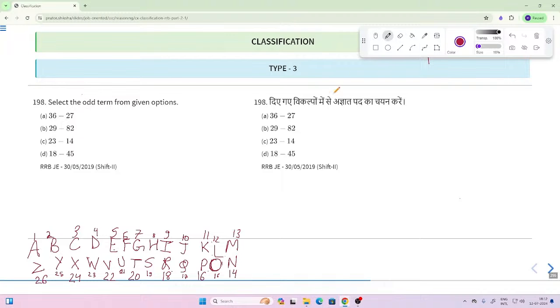36 is minus 20 dash 27, 29 is to 82, 23 is to 14, and 18 is to 45. So we have 3 and 6 is 9, dash 2 and 7 is 9, 2 and 9 is 11, 8 and 2 is 10, 2 and 3 is 5, 45, 1 and 8 is 9, 4 and 5 is 9. So I would hazard a guess that some of these individual numbers, 10 in units place, is equal in all except B. So B is the correct answer.